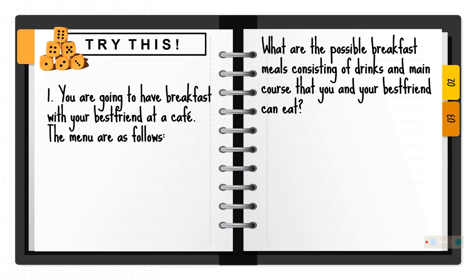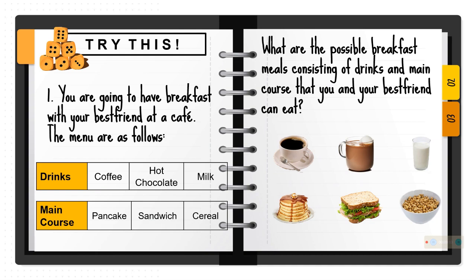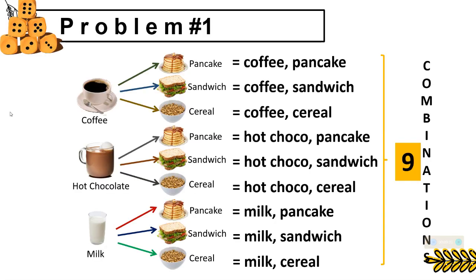You are going to have breakfast with your best friend at a cafe. The menu are as follows. So we have here the menu, drinks and then the main course. What are the possible breakfast meals consisting of drinks and main course that you and your best friend can eat? Okay, so let's have the 4 methods. Let's have first the tree diagram. So we have here, okay, I already flashed the answer.